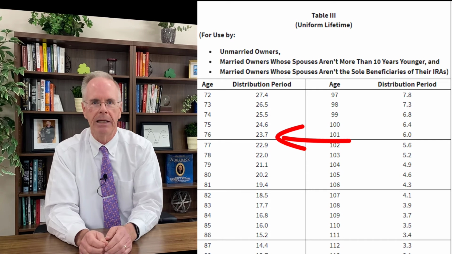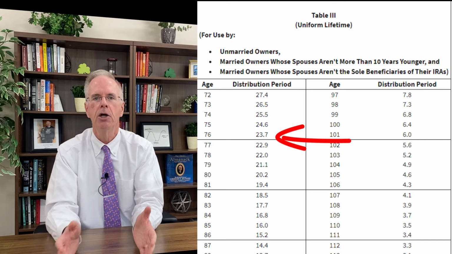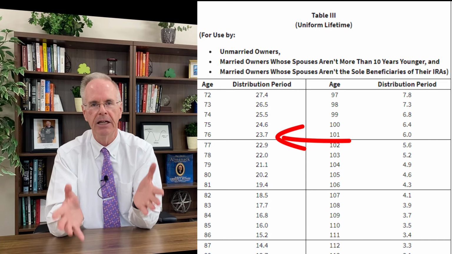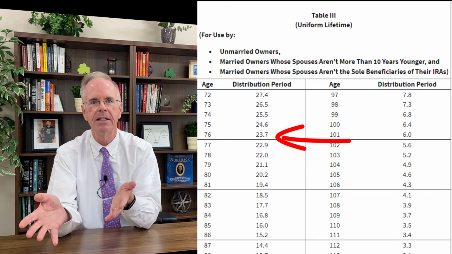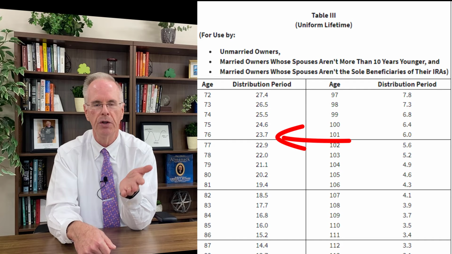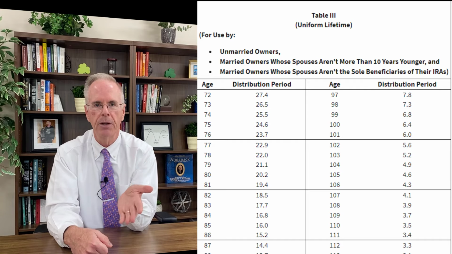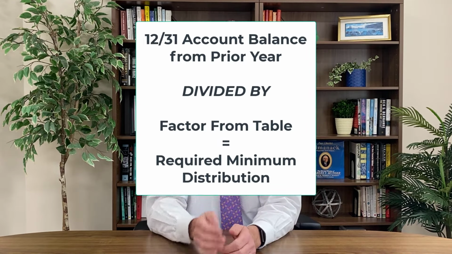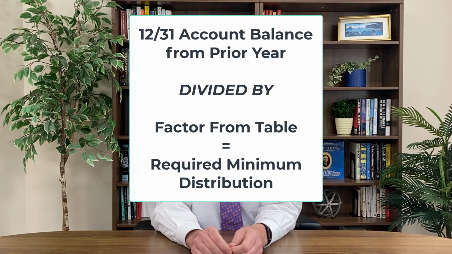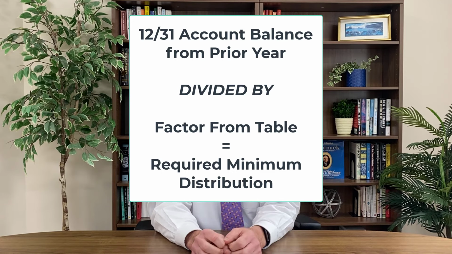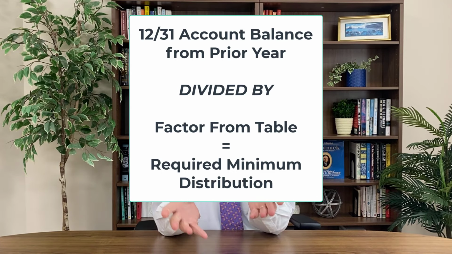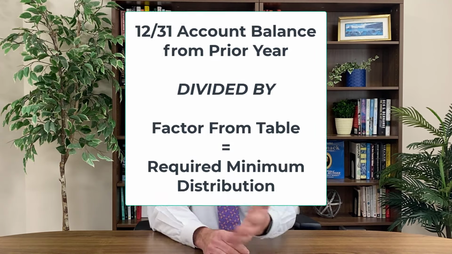What does that mean when we're calculating RMD? You take the balance that's in your retirement account, and you divide by the number that's in the table. In this case, for a 76-year-old, the factor is 23.7. You're going to divide the balance by 23.7. That is your required minimum distribution. The next year, you're going to go in as a 77-year-old. That factor is 22.9. You're going to take the balance and divide it by this factor. Again, you're going to get the RMD.